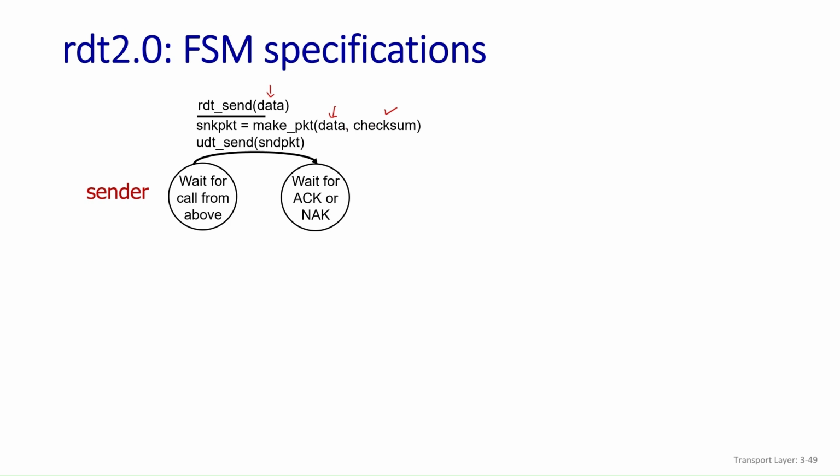In the previous version, we only passed data to this make packet method. But now we also need to calculate the EDC bits by using checksum. And then we have the packet, and the data is passed to this unreliable data send so that it can be sent over an unreliable channel. And then we make a transition to this state where we wait for either acknowledgement or negative acknowledgement from the receiver side.